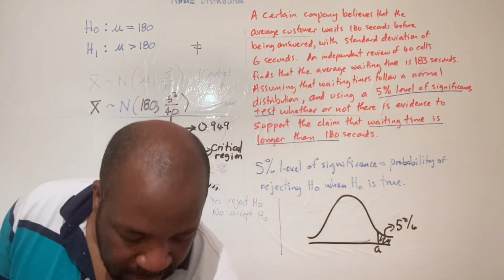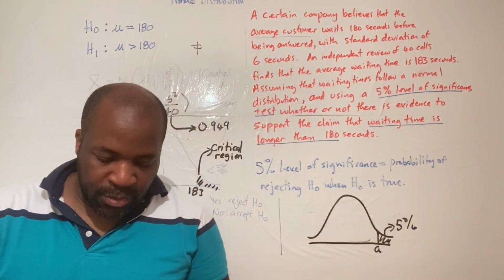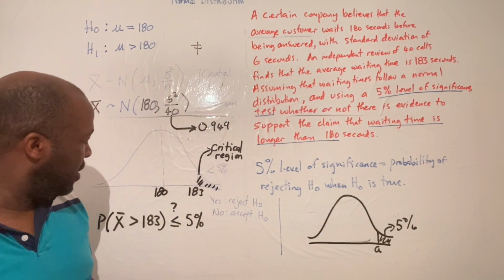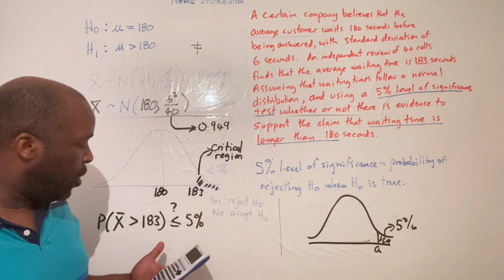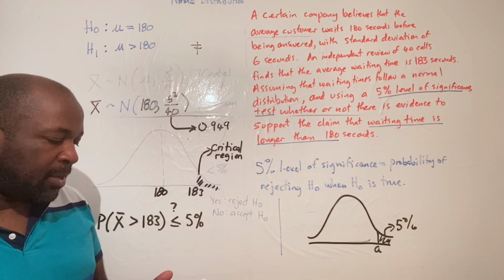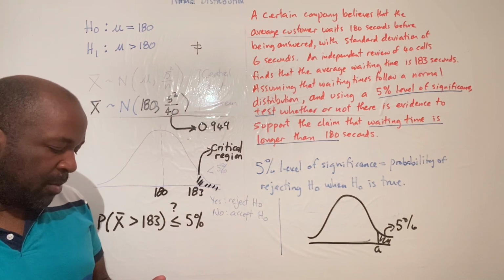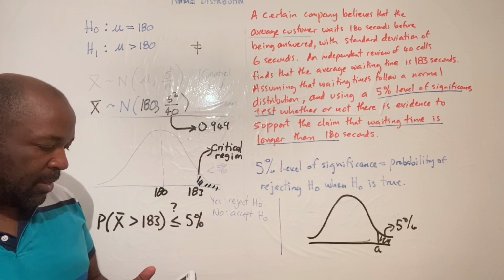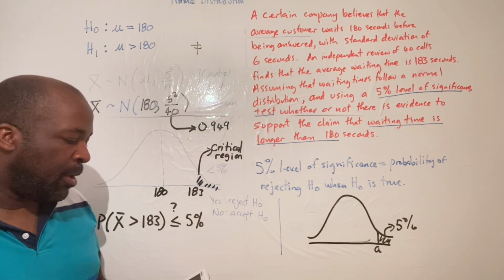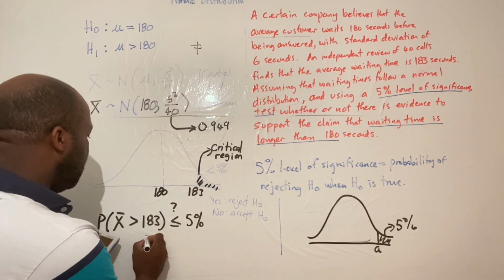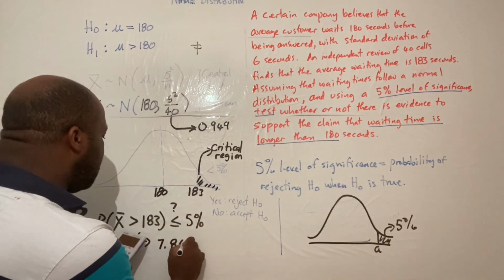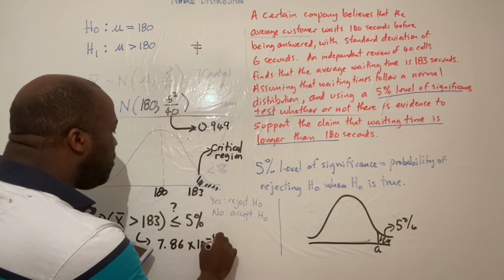So if we go to our calculator, we're going to go to normal, then we're going to go NCD. So our lower will be 183. Our upper is an arbitrarily large number, 1,000. Sigma is going to be 0.949, and mu is going to be 180. All right, so this gives us 7.86 times 10 to the minus 4.